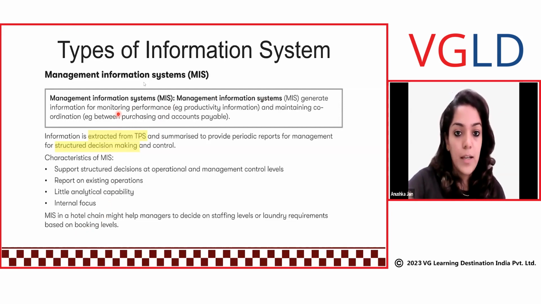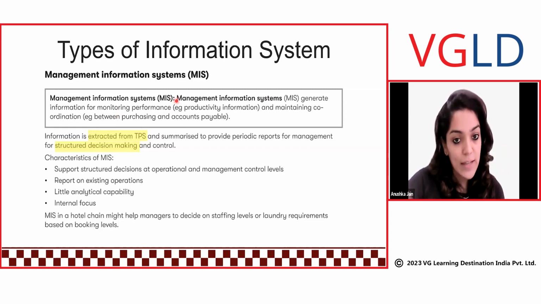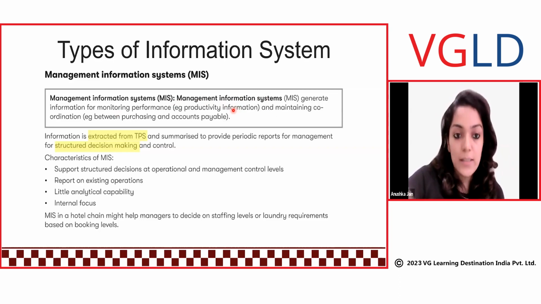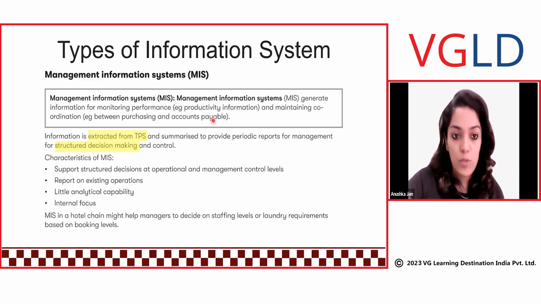Okay. I hope it is clear. So TPS was recording transactions at a transaction level. Management information system, remember this, it helps to monitor the performance and maintain coordination between different departments. Example is purchasing and accounts payable. I'll explain to you how.